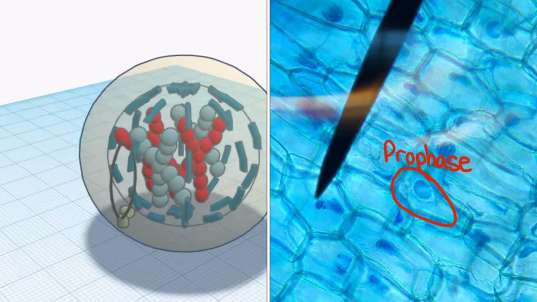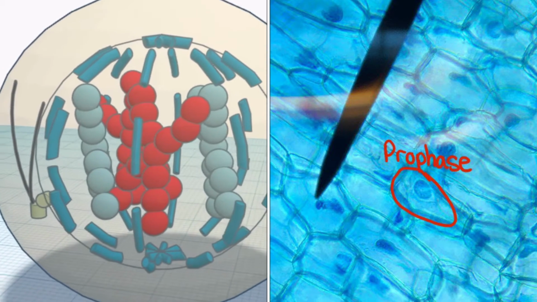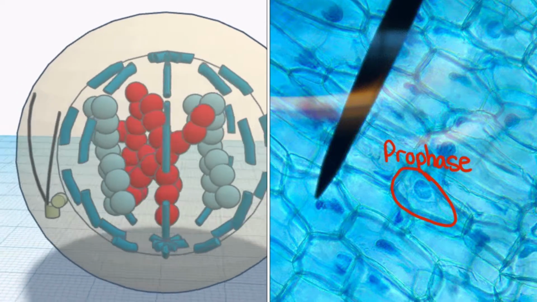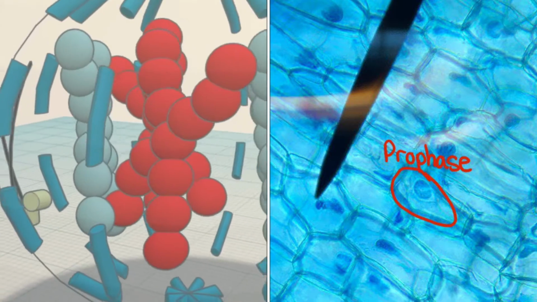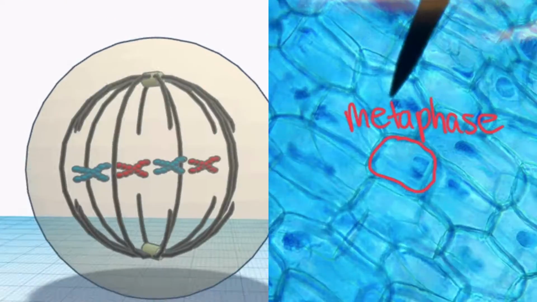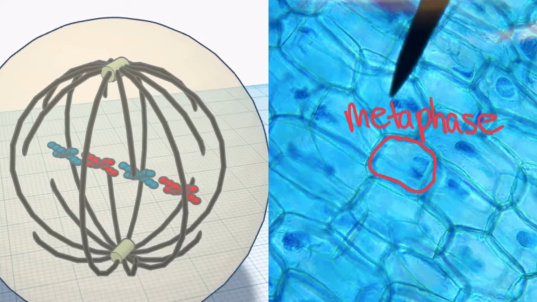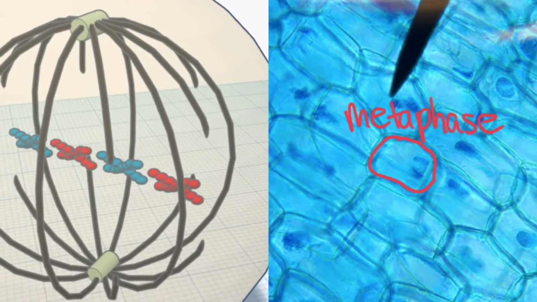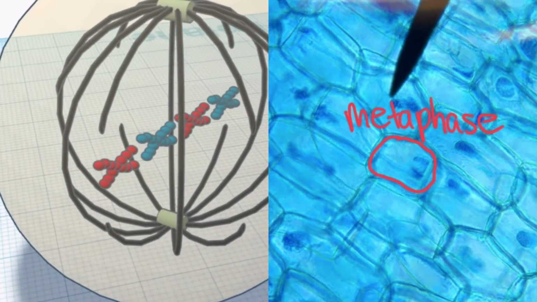The next stage of mitosis is the prophase, where the nuclear membrane begins to disappear. The DNA condenses into duplicated chromosomes, which each contain 2 copies of the same DNA. The next stage is metaphase, in which structures called spindle fibers guide the chromosome movement. The chromosomes then line up in the middle of the cell.